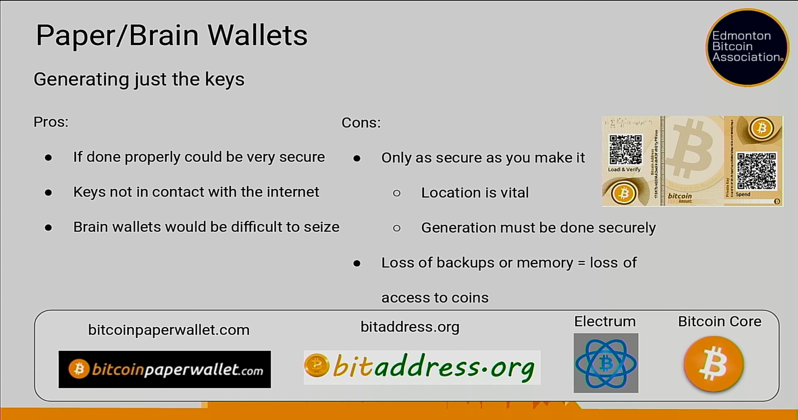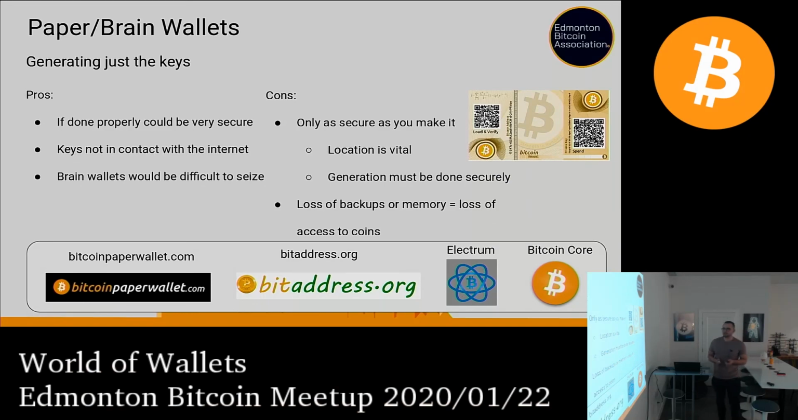On the con side, it's only as secure as you make it. So location is vital. Where you store these keys and in what method is important. And when you actually generate them, like when you create paper wallets, it has to be done securely. Like if you go to a random website, well, are you trusting that website that they're not also copying your keys when you generate a wallet? So loss of backups from memory is basically the loss of access to your coins. So if you only created one copy of a paper wallet and you lose that copy, well, you're not going to be able to access your coins again.